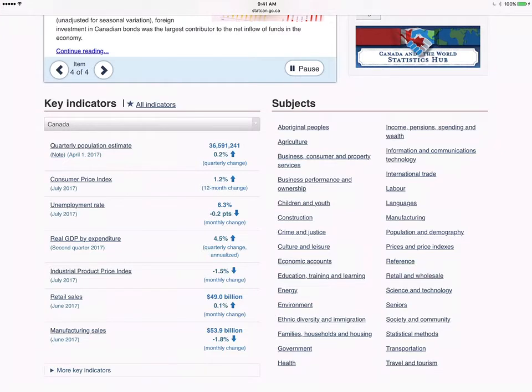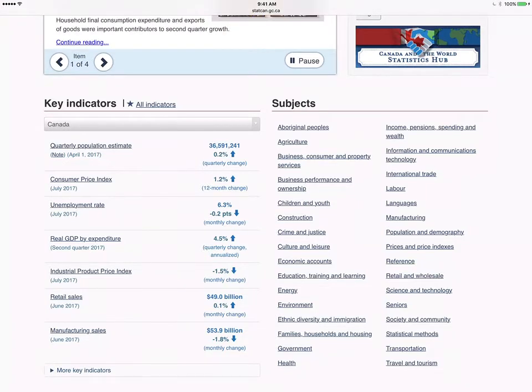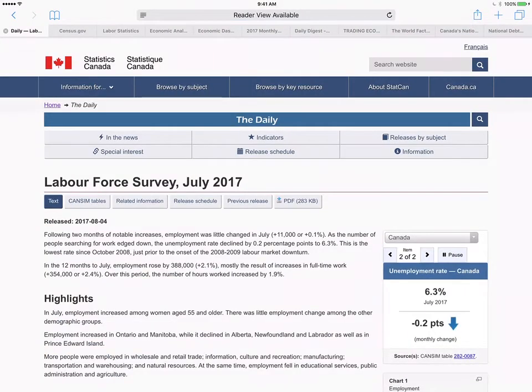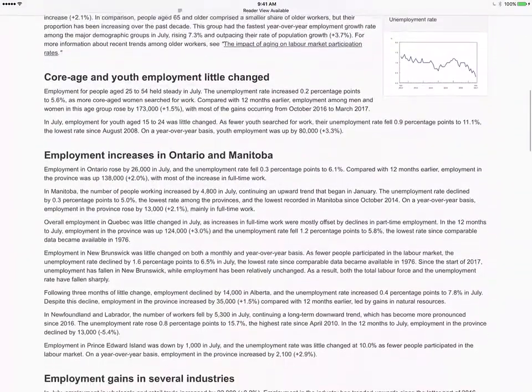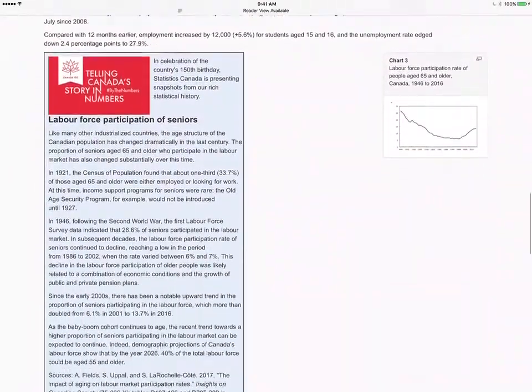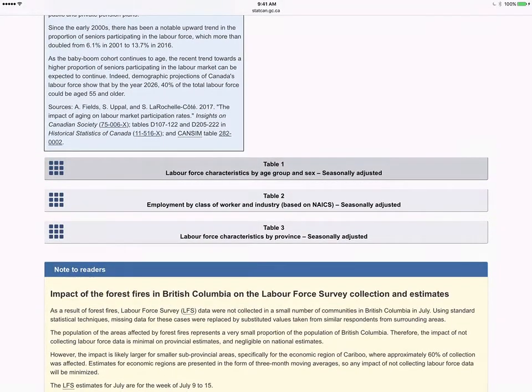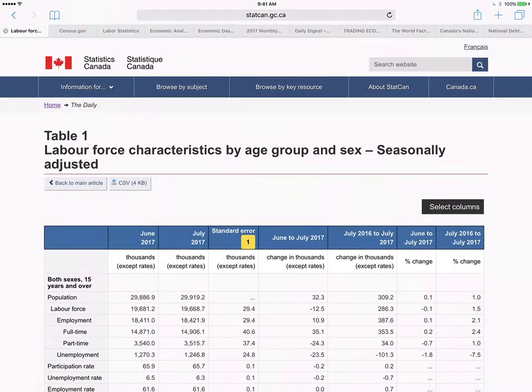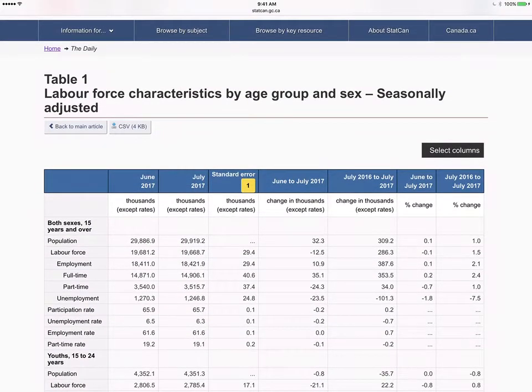You also see an unemployment rate, and you can see real GDP using the expenditure approach. This semester we're going to talk about that expenditure approach, and we're going to talk about what it means for GDP to be real. Let's dig a little bit deeper here, and for example, if we click on the unemployment rate, we can then scroll down through a bunch of the text to the graphs that are at the bottom of the page.